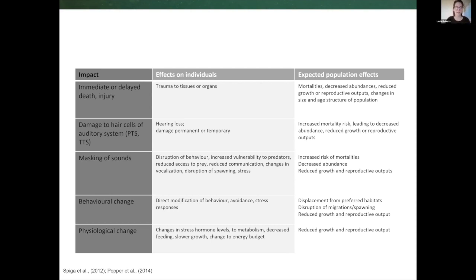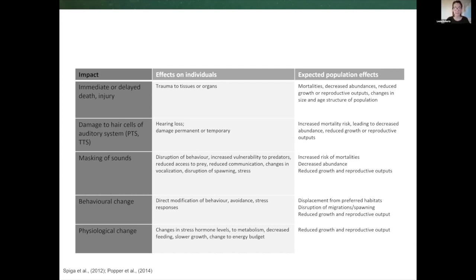We also have things like behavioral effects. These typically operate over a much larger distance from our sources. And they may range from things like a startle response, which may have little consequence to the animal itself, but may also include things like changes in distribution, changes in feeding, reproduction, and alterations in migration. And these are likely the most common effects that would be observed.